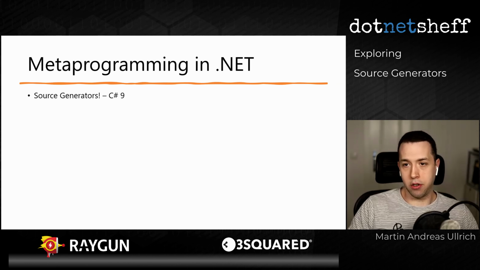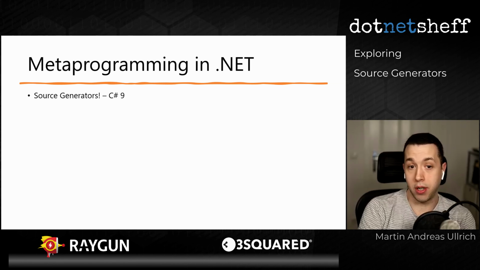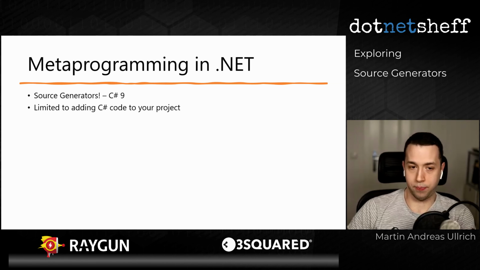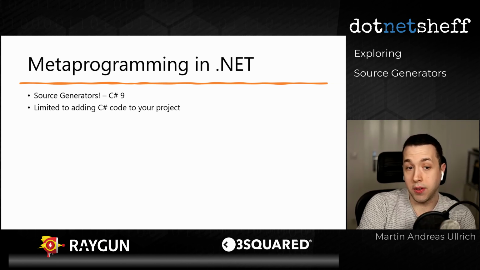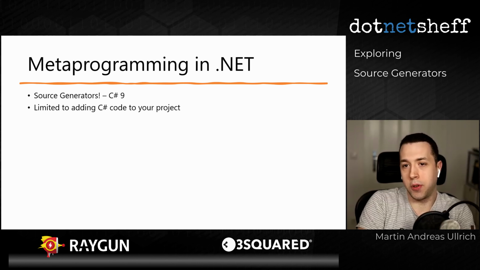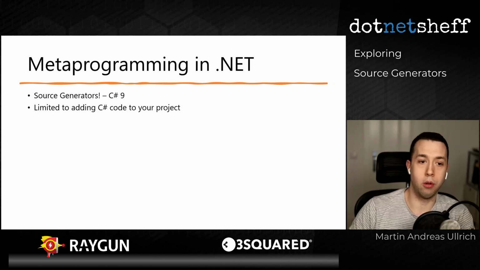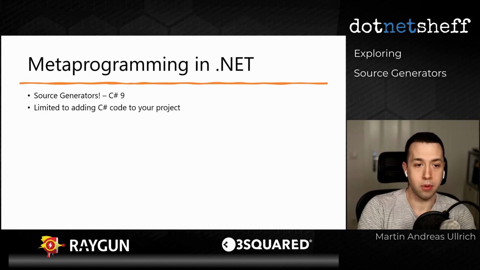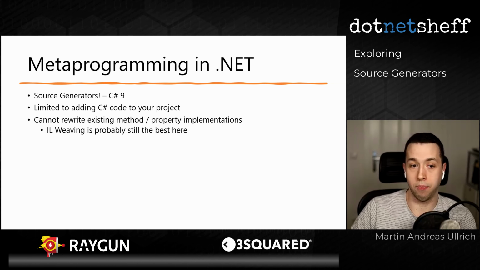But in C# 9, so a year and a half ago, we got source generators. Those are basically compiler plugins that allow you to add code to your C# project. But of course, it's really limited to adding code. So you cannot really overwrite any code. You can't change any code. You can't change any property getters or setters that are auto-implemented by the compiler. But it's really a good point to start.